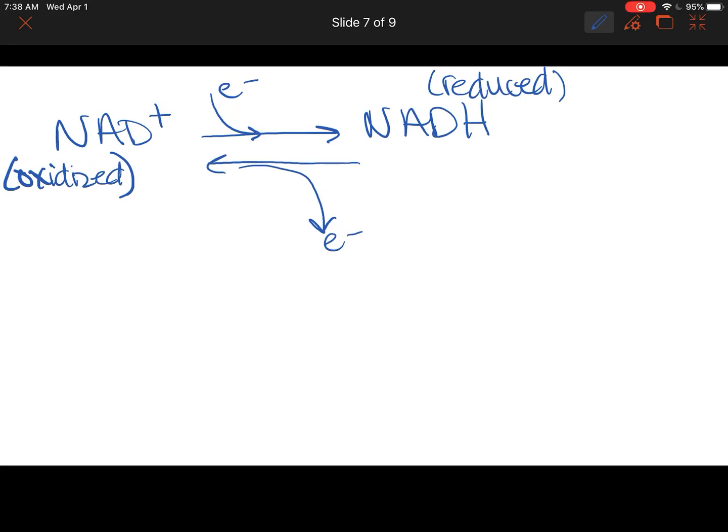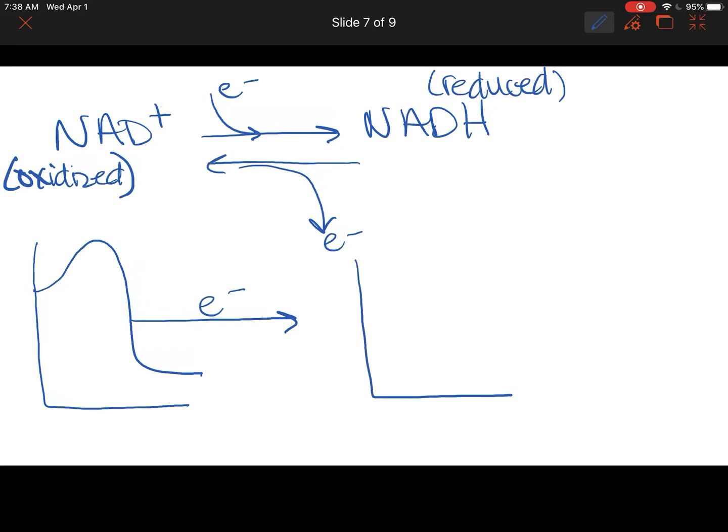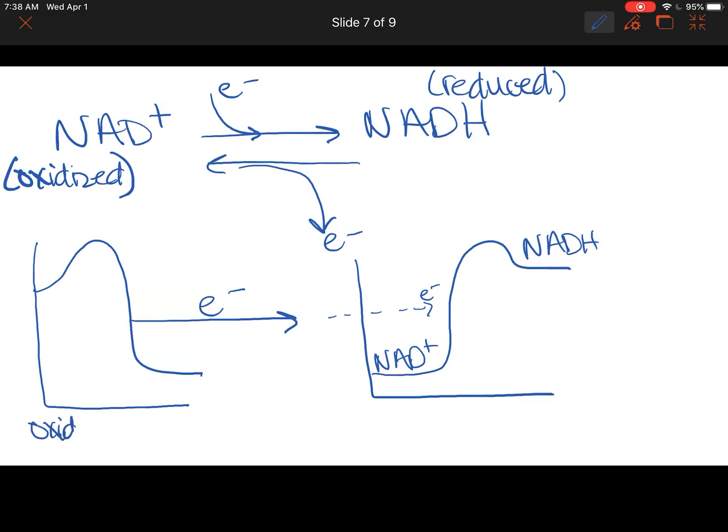So when we have oxidation reactions, say from a food molecule that releases energy, releases electrons, NAD plus is going to accept those electrons and be reduced to NADH. So oxidation of food, reduction of NAD plus. All right, so again, we're having this cycle.